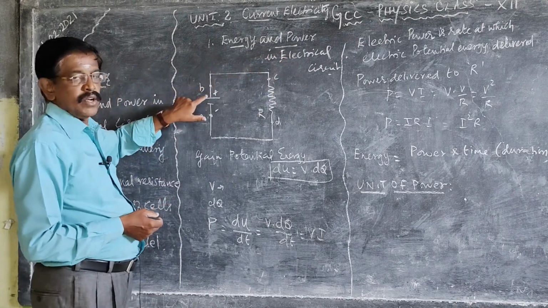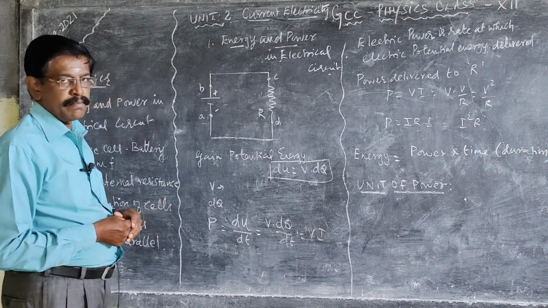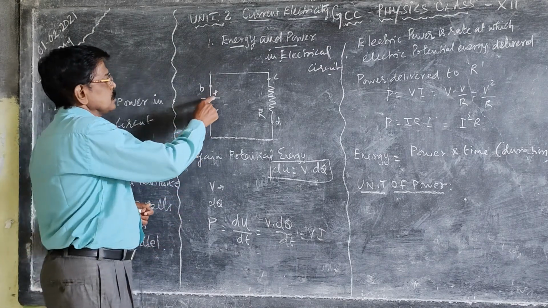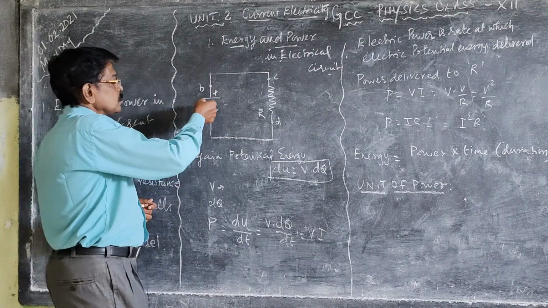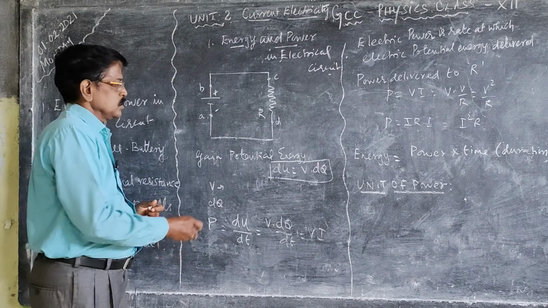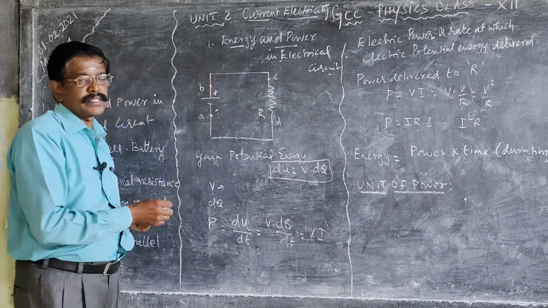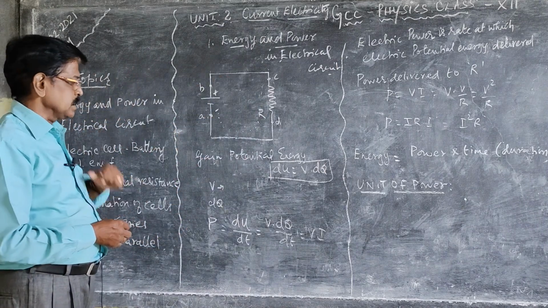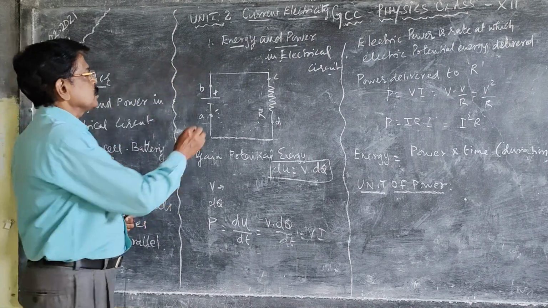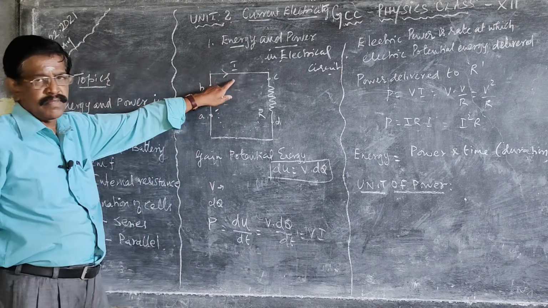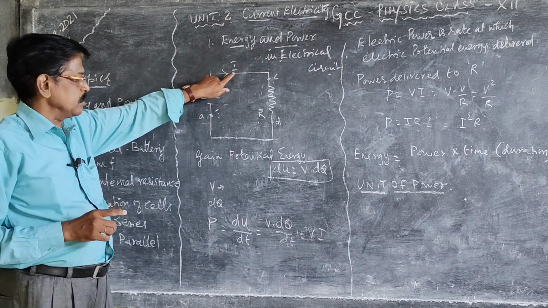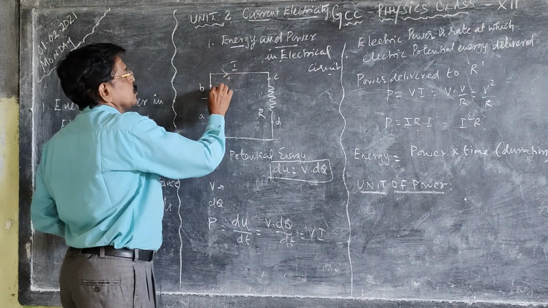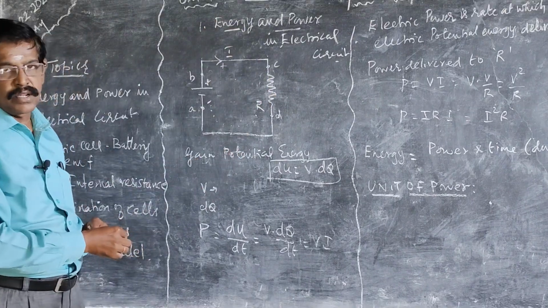When the battery or the cell is connected, this is the positive terminal, this is the negative terminal. Because of this difference in potential, the electrons start moving in the circuit. Due to the movement of the electrons, they carry energy. For simplicity, let us assume positive charges are moving. This is the direction of current. We always take the direction of current opposite to the flow of electrons. That means positive charges are moving in the clockwise direction.